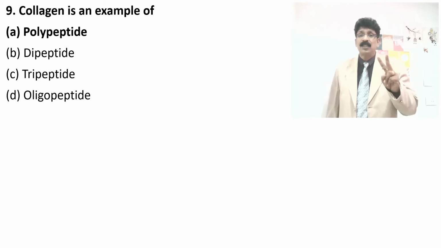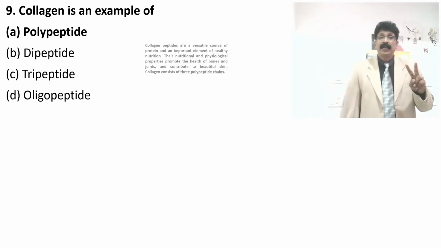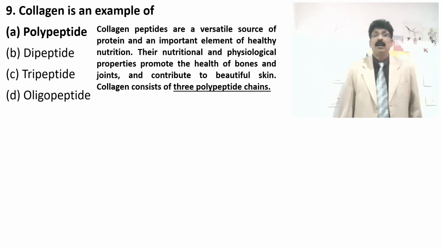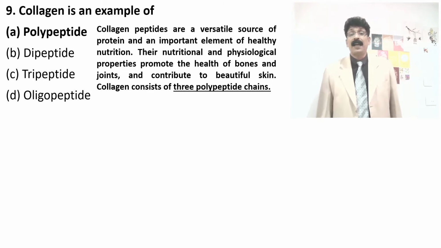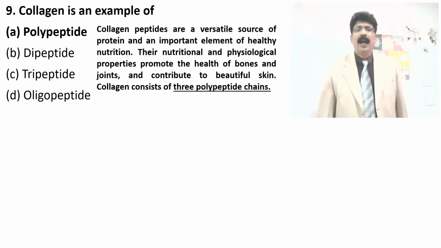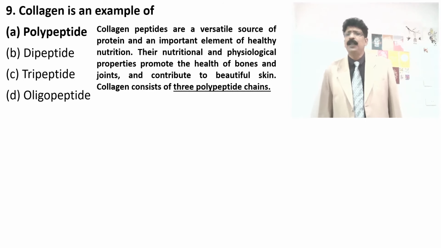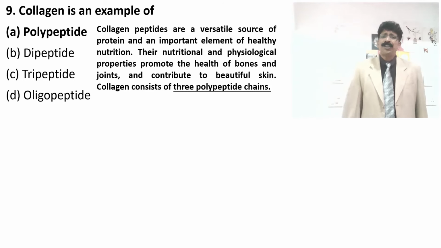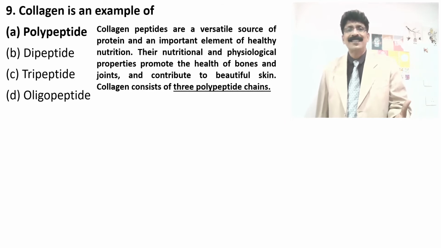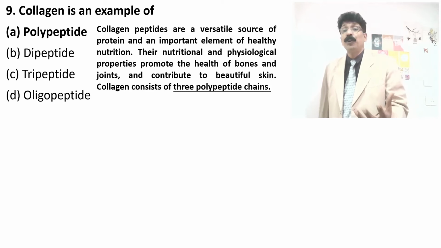CONH, two amino acid linkage. So collagen, what is collagen? How we select it is a polypeptide. Collagen peptides are a versatile source of protein and an important element of healthy nutrition. Their nutritional and physiological properties promote the health of bone and joints and contribute to beautiful skin.